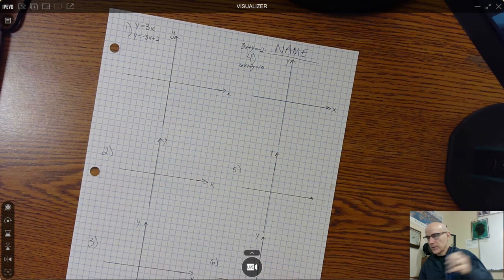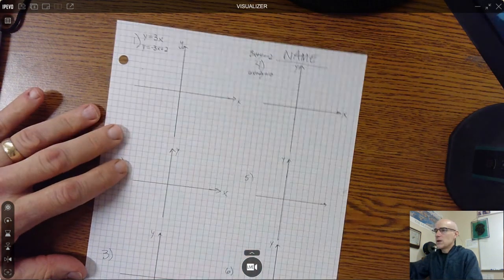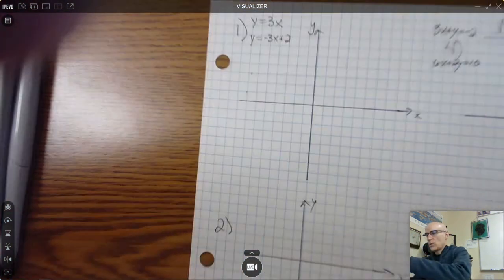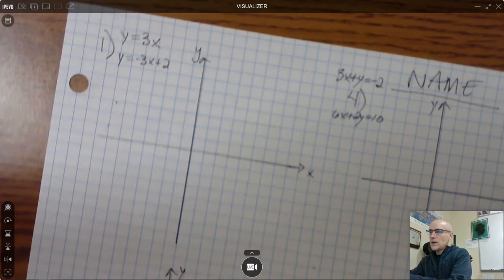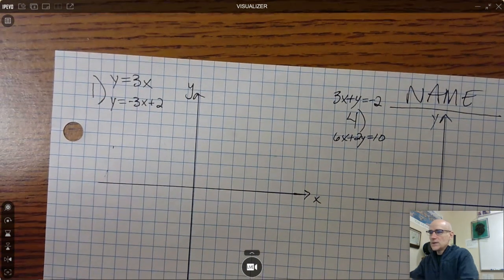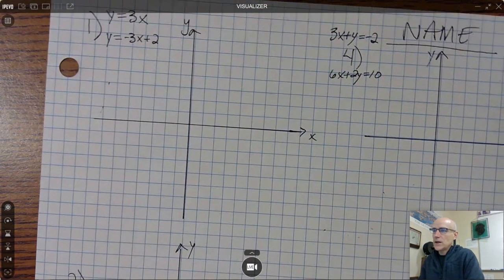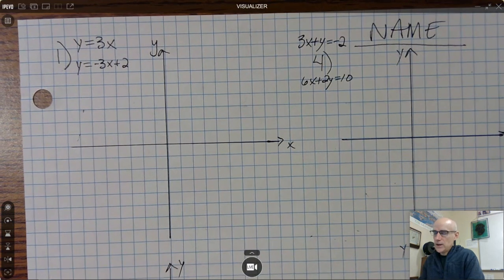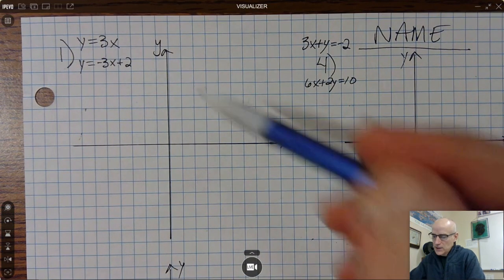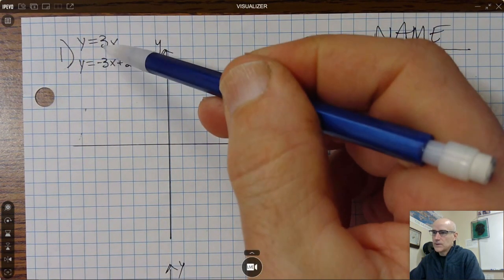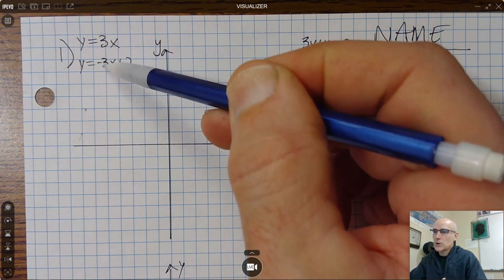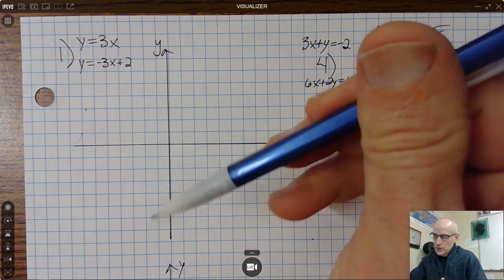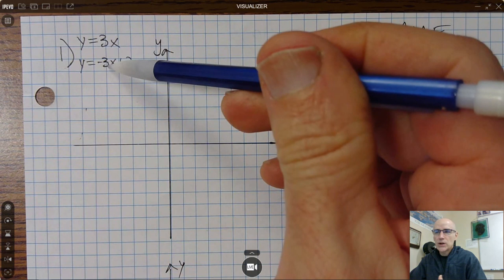Now, guys, look, this right here, let me zoom in again on problem number 1, okay? This is going to be a consistent situation, and it's going to be independent. It's going to have one solution. And how can I tell that? Because they have different slopes here, right? So the slope here is positive and the slope here is -3. And so because they have completely different slopes, they're going to intersect each other.